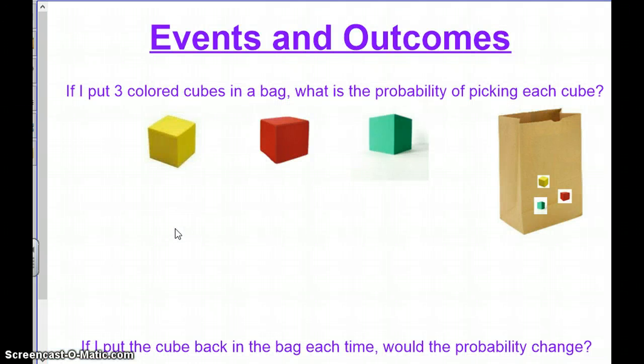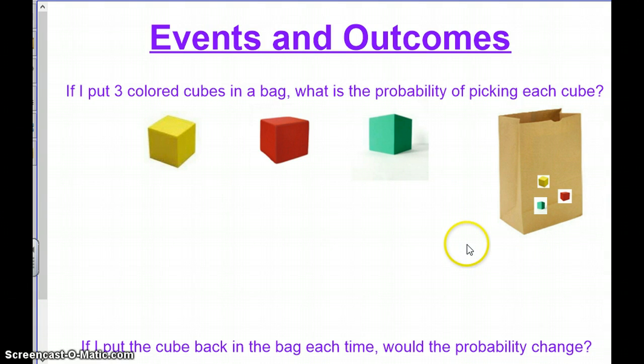So we're going to do a random experiment together, and I'll show you an example of what probability looks like. So if I had a brown paper bag and I had three colored cubes, a yellow cube, a red cube, and a green cube, and I put all of the cubes in the bag, I want to know what is the probability of picking out each cube or picking out a particular color. So for example, we see my three colored cubes in my bag.